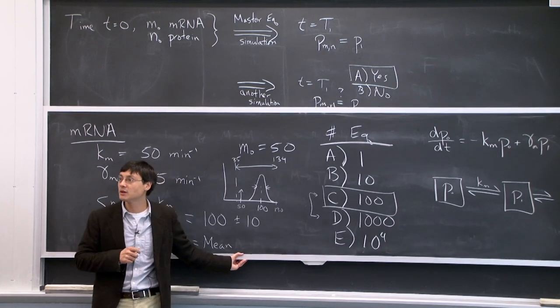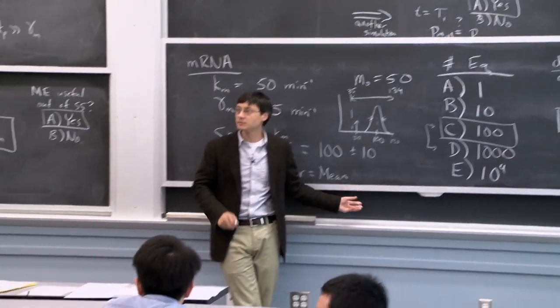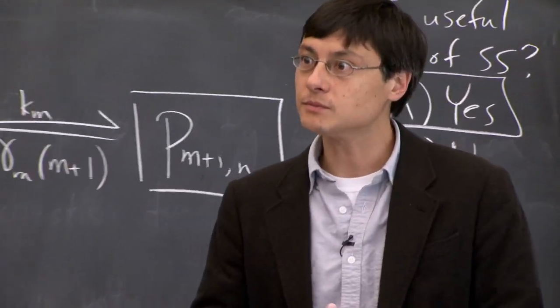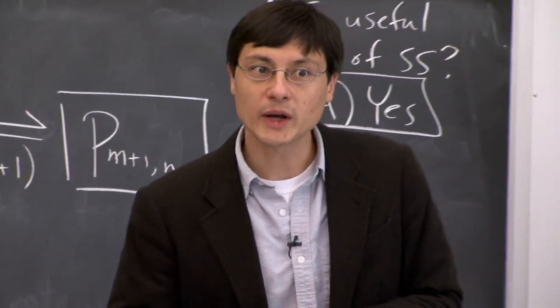Yeah, question before we go. So if we just set to zero the probability outside the range, will we be losing probability at that point?